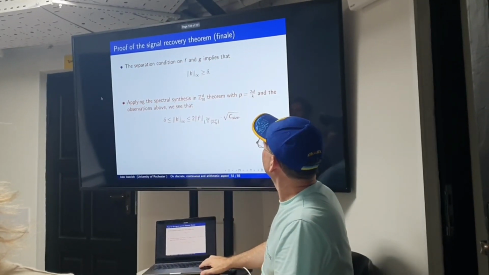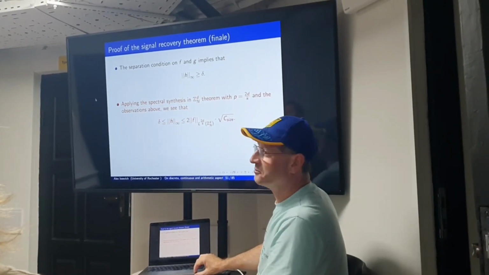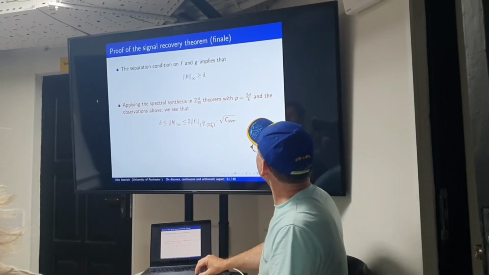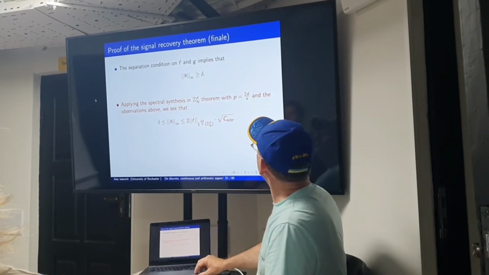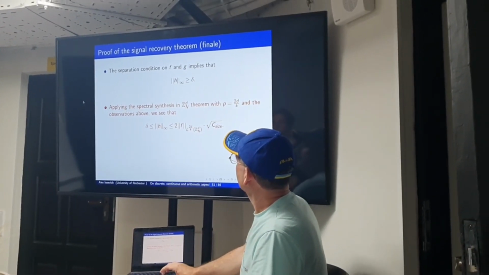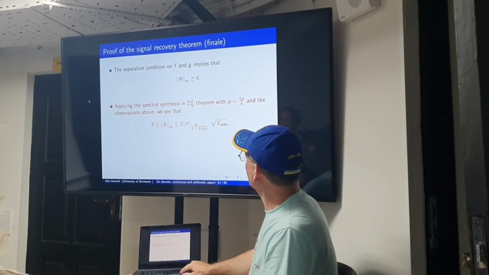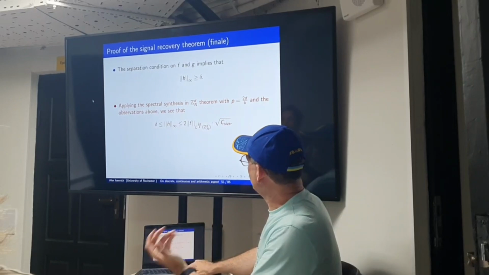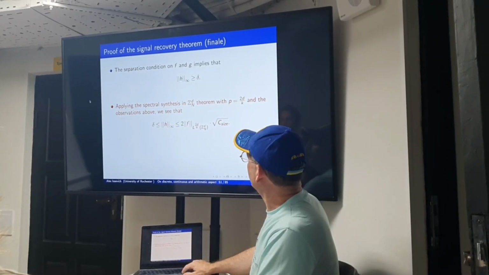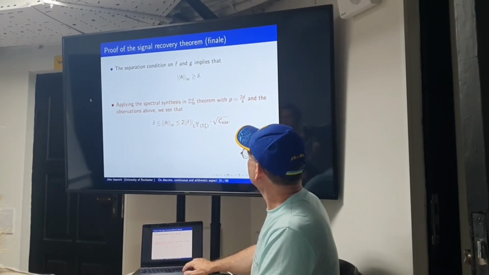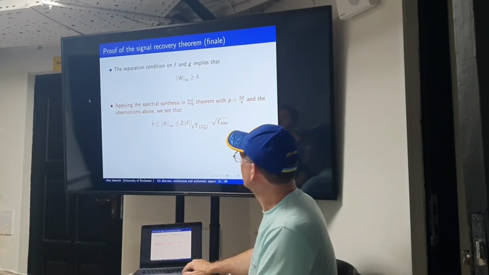And now, we apply this spectral synthesis in Z_N^D, right, the theorem. This B equals 2D over K. And we get that delta is bounded by the L infinity norm of H. That's bounded by twice the L^{2D/K} norm of F times the square root of C size.